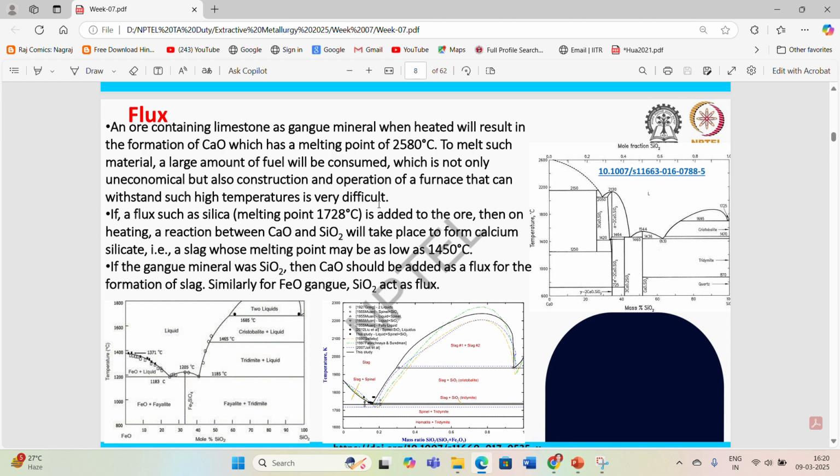So generally, during the extraction, or we can say smelting processes, if the gangue mineral is SiO2, then we can add some CaO material as a flux for the formation of the slag, and it can also reduce the melting point of that SiO2 material at the same time, coming down to 1450 degrees Celsius as compared to the silica melting point of 1700 degrees Celsius.